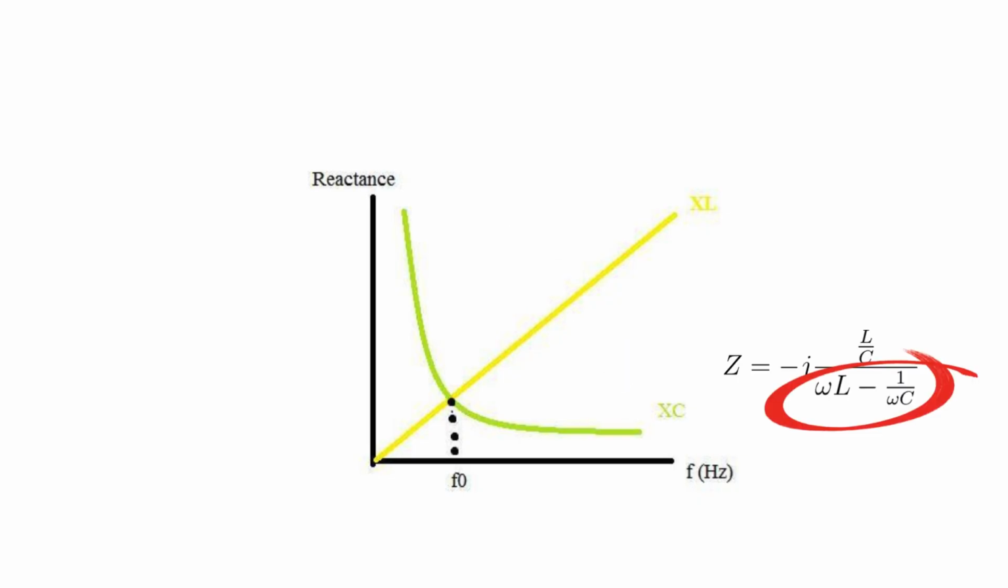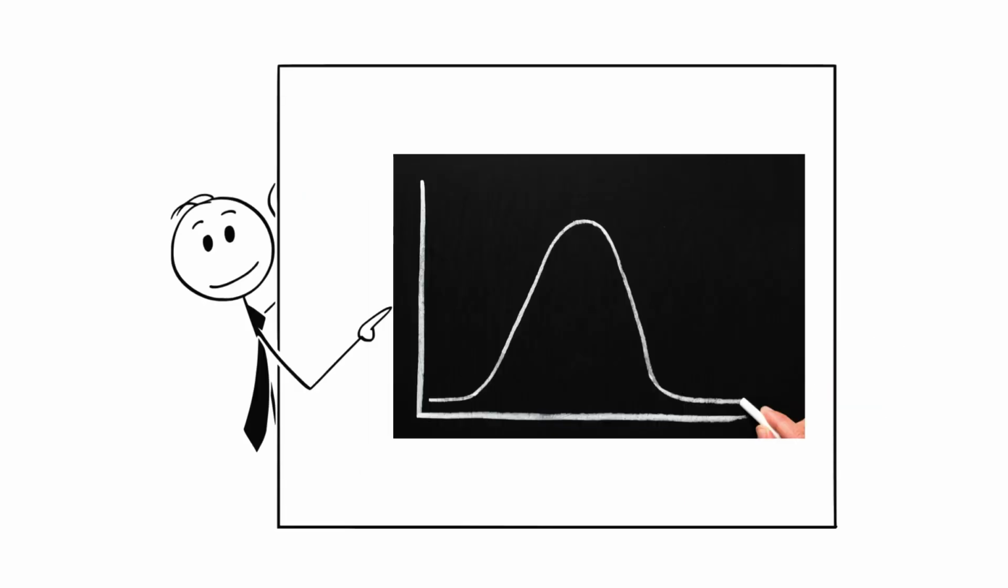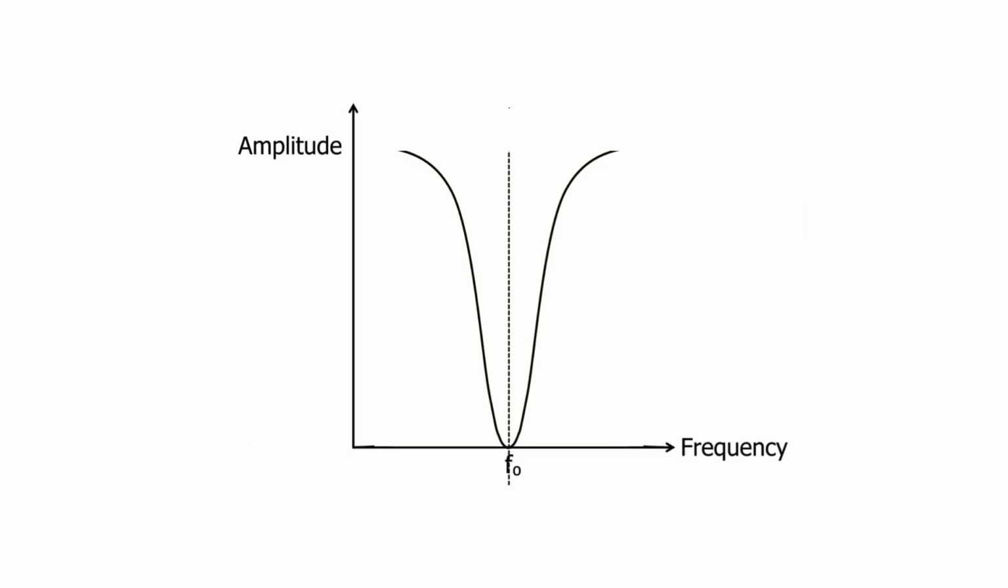When the driving frequency is increased beyond this frequency, the inductive reactance becomes larger than the capacitive reactance, and the difference between them starts to increase once more. This means that the impedance, which is now inductive, starts to decrease and approaches zero as the frequency goes to infinity. So, current through the circuit begins to rise once more as you move away from the resonance frequency.